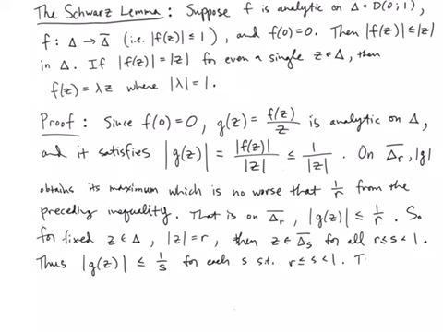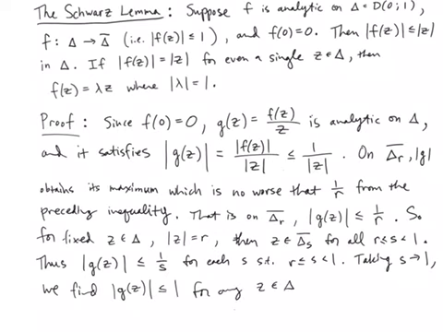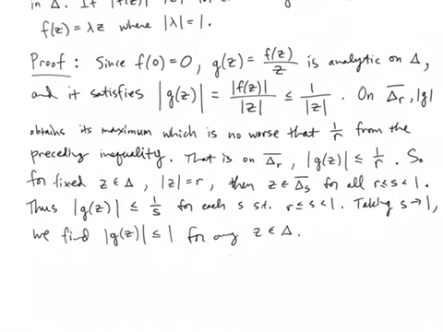And so taking S going to 1, we find that g of z's norm is less than or equal to 1 for any z in the disk, right? For any z in the open disk, the open unit disk.